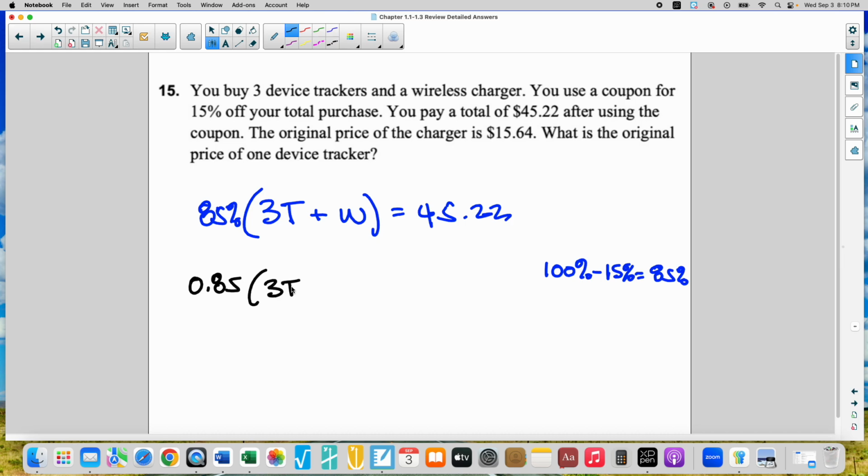I don't know how much each of the trackers are, but I do know that the charger is $15.64. That equals the total amount that I paid. Okay, now we could distribute, or we can take the easy way. I'm going to say easy. We can take a more efficient way. We'll find out if it's more efficient.